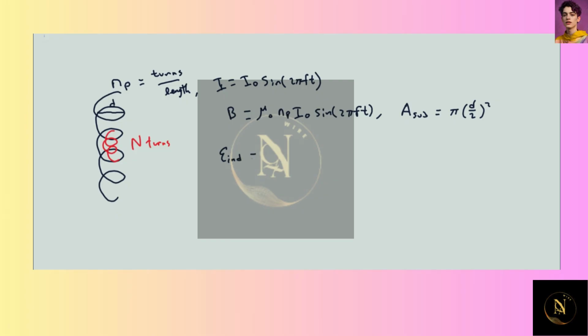So the EMF induced is given by negative the change in magnetic flux through the subcoil per unit time. So now we can differentiate our expression for the flux with respect to time. We see the only time-dependent component comes from this sine term.